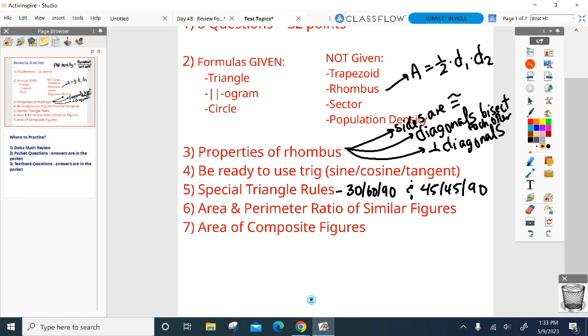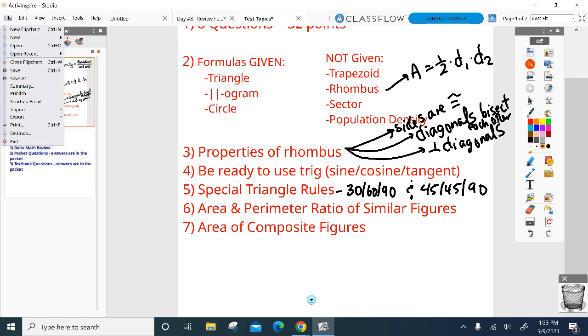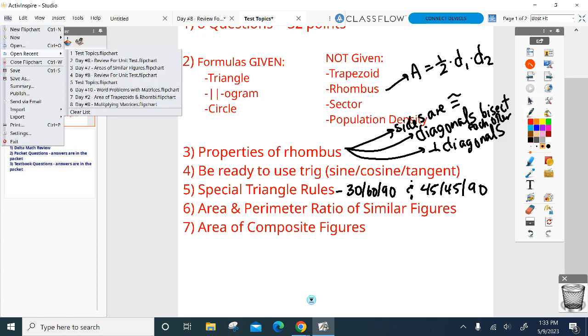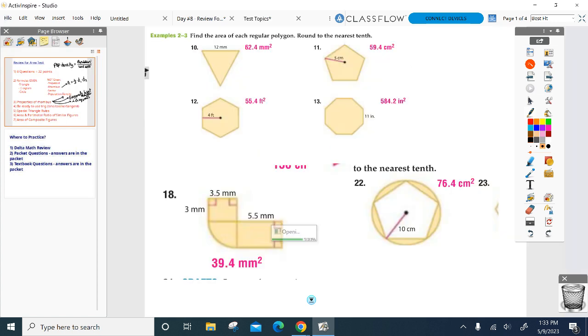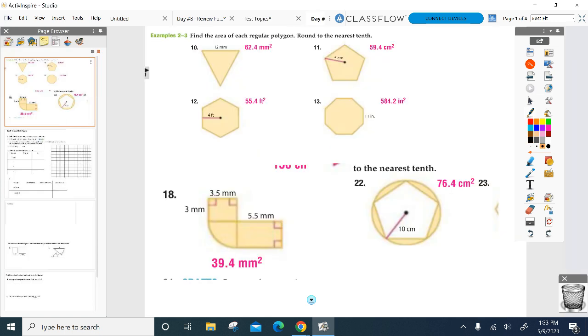And then composite figure, what do I mean by that? Let me just pop one up here. Review area, there it is. On homework the other night, you had this figure right here. That's called the composite figure. Do I know the formula for the whole thing? Absolutely not, but I can break it up into figures I do know the formula for. So be ready for one of those, composite figure.